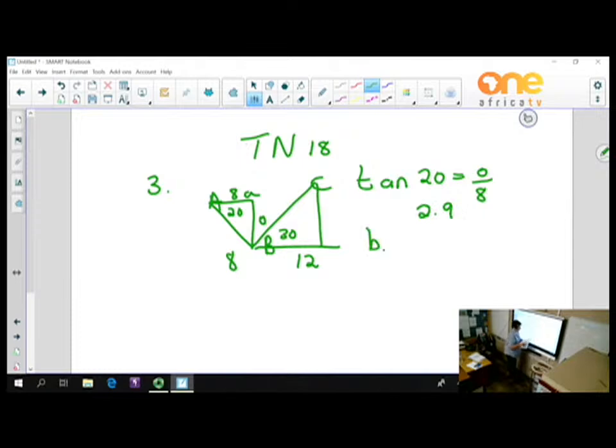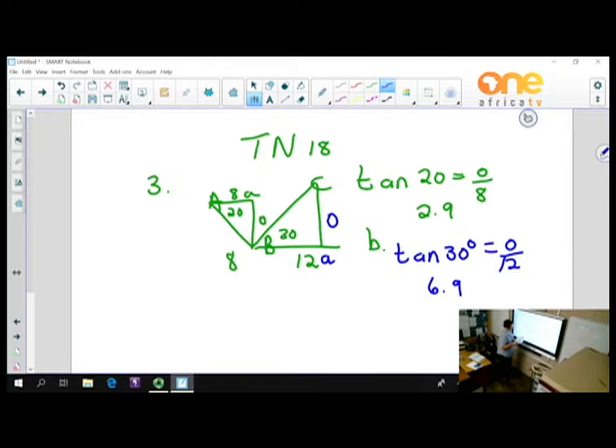Number B. Now the vertical height between B and C. Again, this is the opposite. This is the adjacent. Which function? Tan 30 degrees is equal to opposite over 12. Which method? Top times. And the answer is then 6.9 there.